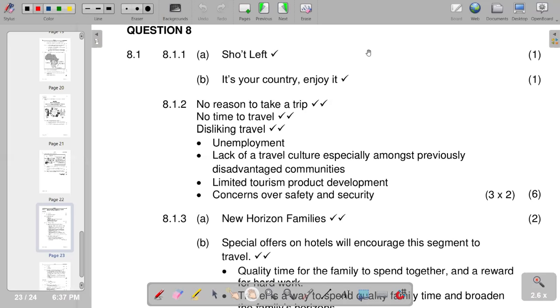So you would see that the New Horizon families is a term used in the South African tourism sector to describe a target market of families and individuals over 35 who are looking for rewarding travel experiences, often seeking deals on holidays to escape our daily pressures. So this group is motivated by educating their children, and also by spending quality time together. So that is our New Horizon families. So moving on to the next part now, which is the B part.